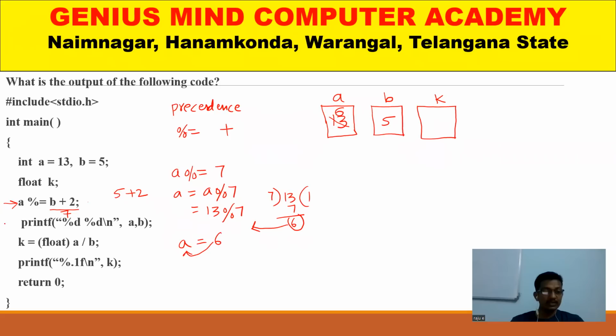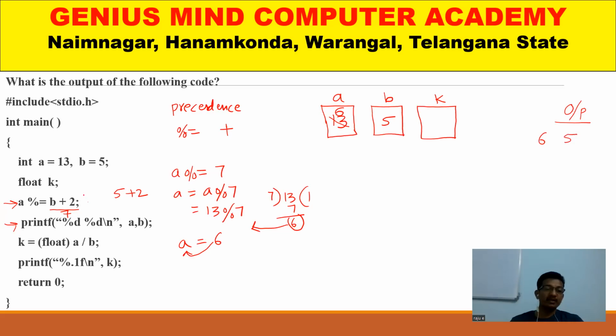Now if we go to the next statement, we are printing the values of a and b. So it is better to always look at the memory diagram of a and b. What is the current value of a in memory? We have 6 here. So from this statement, I am writing the output here: we get a value of 6 and b value of 5.